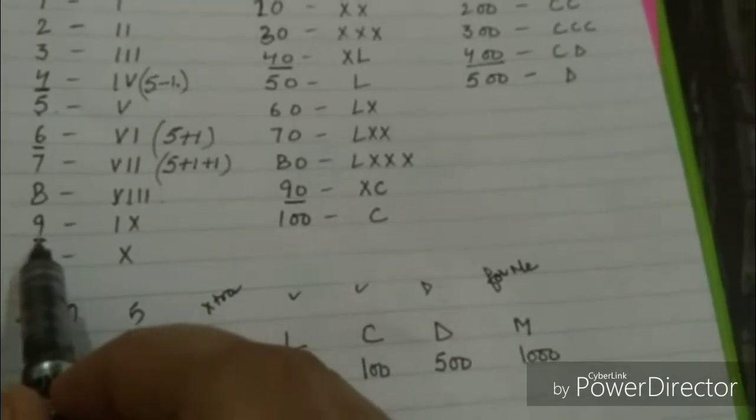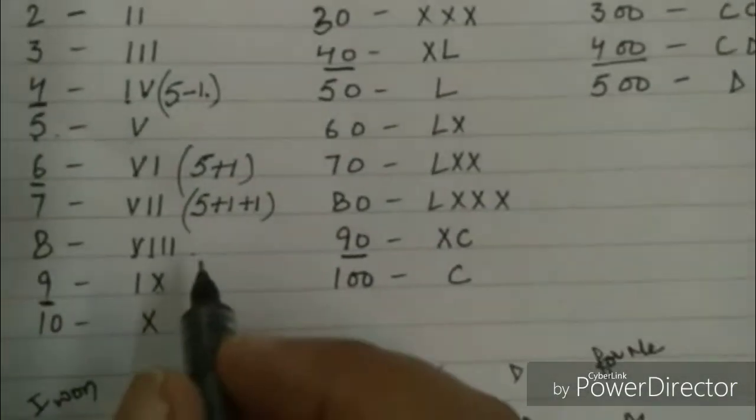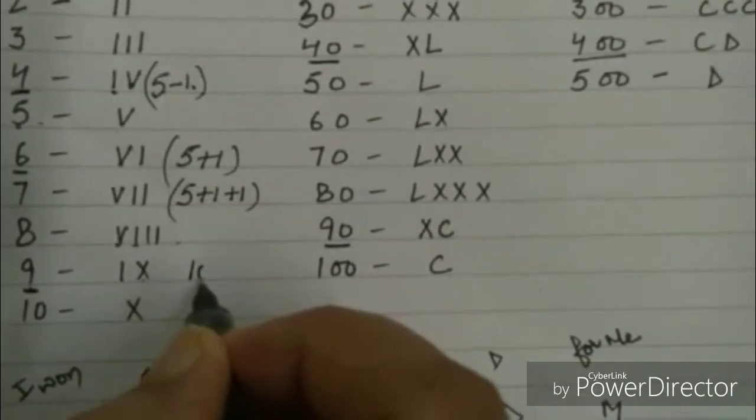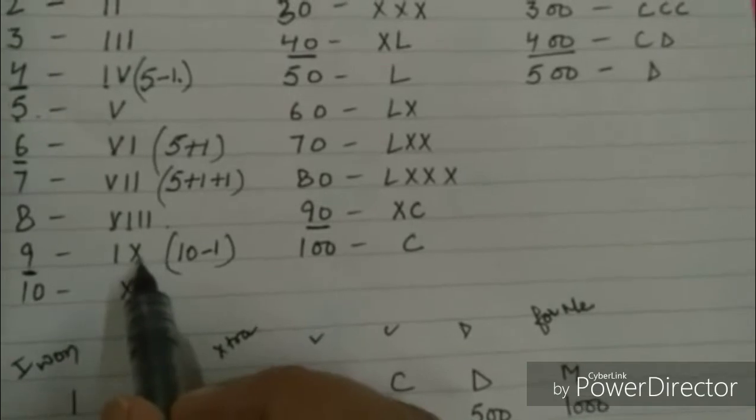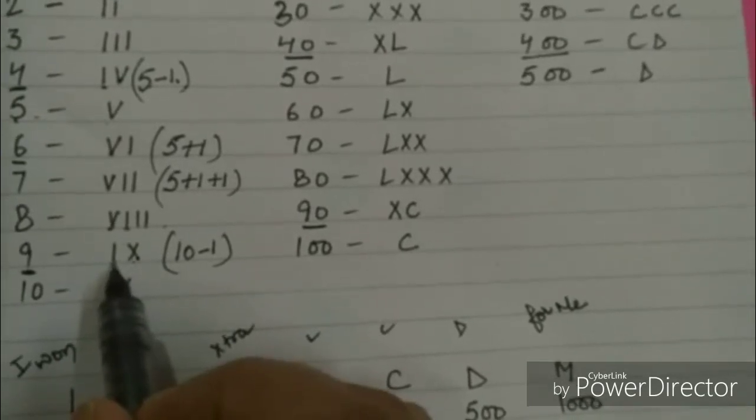And 9 can be written as 10 minus 1, simple. And we know if we have to subtract something, we have to write that on the left side. So simply we can write 9 as 10 minus 1: X, with I on the left side. That means IX. And 10 is simply X.